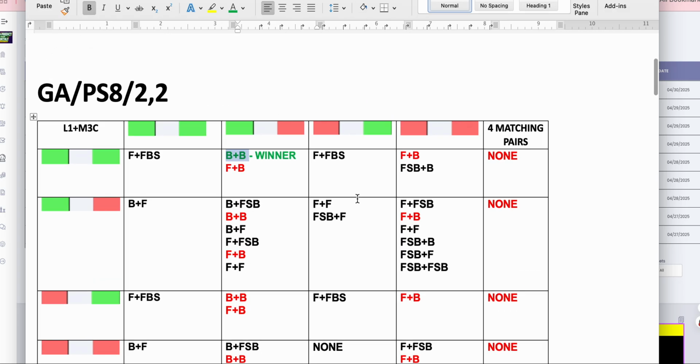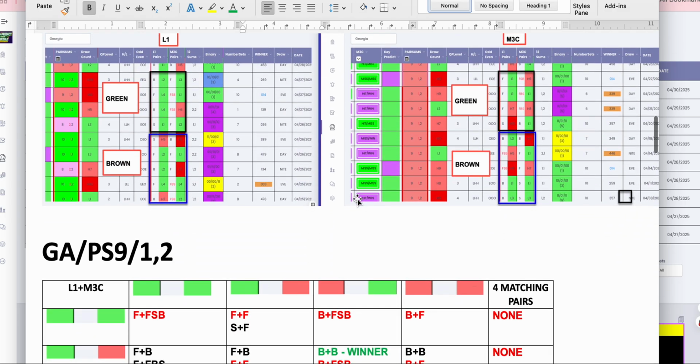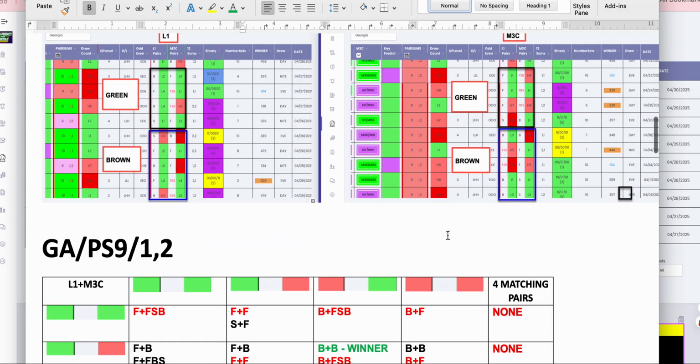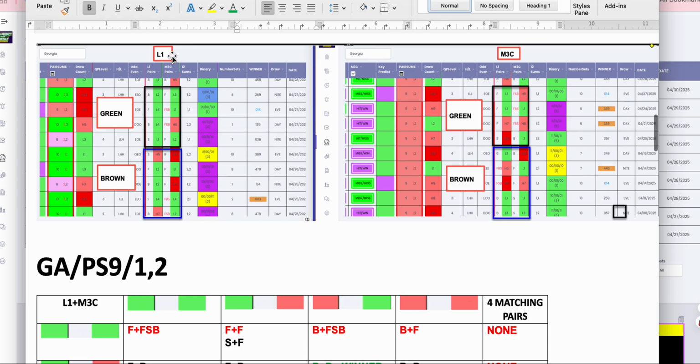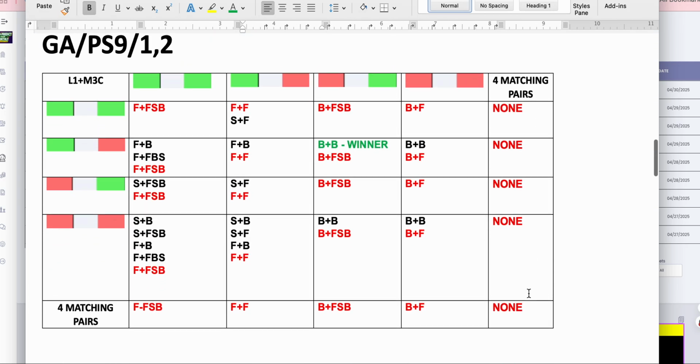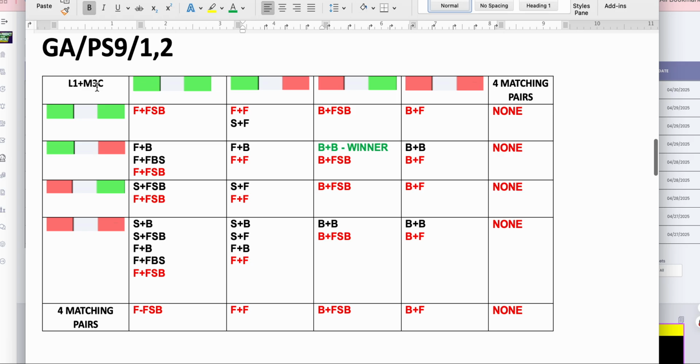Now, here's an example with 9912. Okay, so here's L1 and here's M3C. Vertical is L1 and horizontal is M3C. These are the matching pairs. Look where the winner is. It also came out BB.